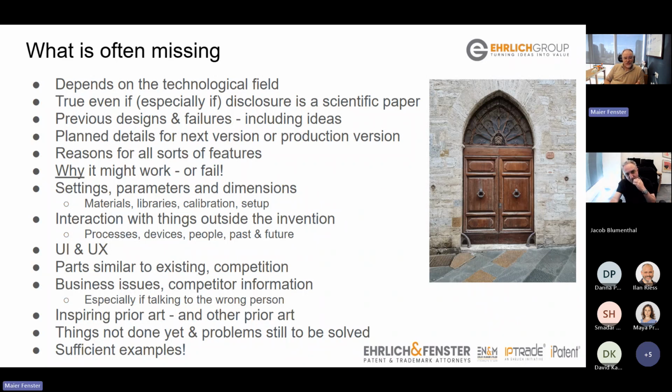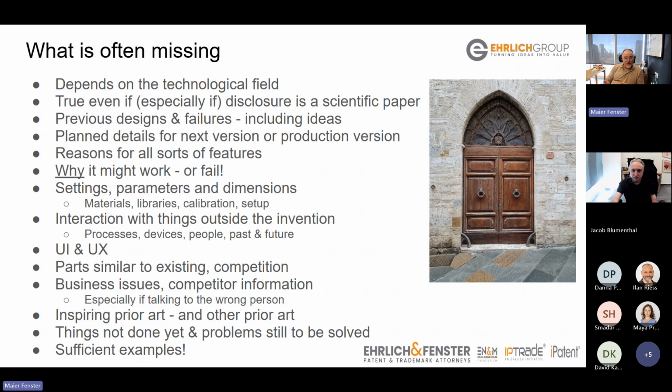The whole side of the user interface or user experience, depending again on the invention, the best protection might be from the interaction with the end user. But the inventor is developing the thingamabob that makes it work 5 times as fast. So they don't tell you about the person using it and how working 5 times as fast is important. Any part which appears to the inventor to be similar to existing components or to what the competition is doing, often you're not going to hear about it.